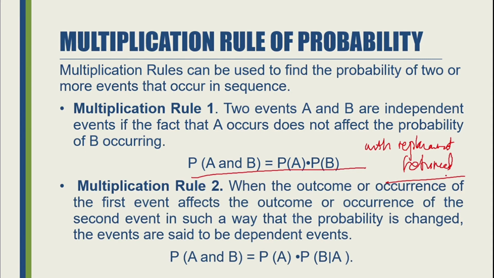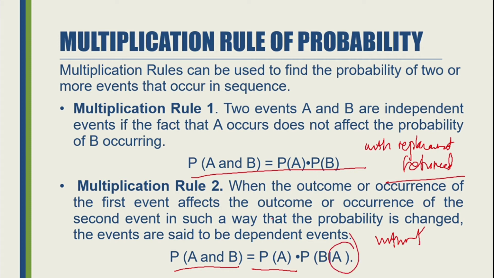In case number two, multiplication rule number two, when the outcome of the occurrence of the first event affects the outcome or the occurrence of the second event in such a way that the probability is changed, the events are said to be dependent events. So we could say that this is without replacement, or not being returned. Therefore, the probability of A and B is equal to the probability of A times the probability of B such that A had happened.